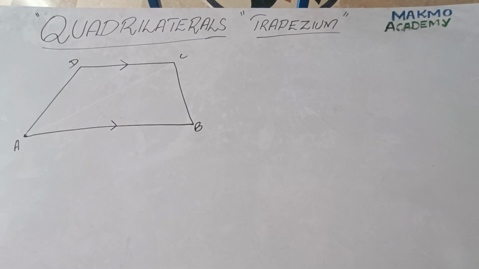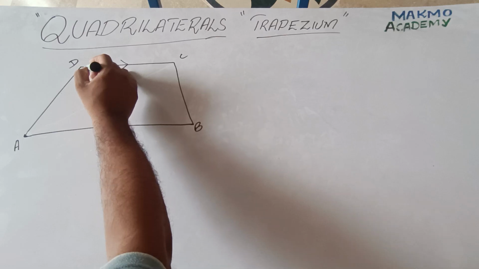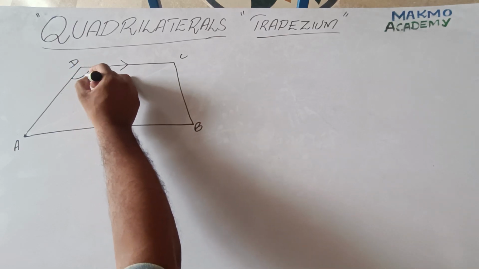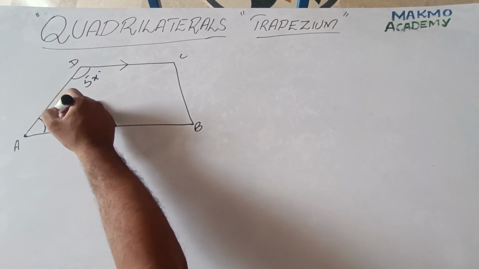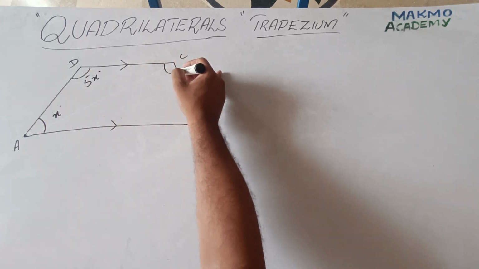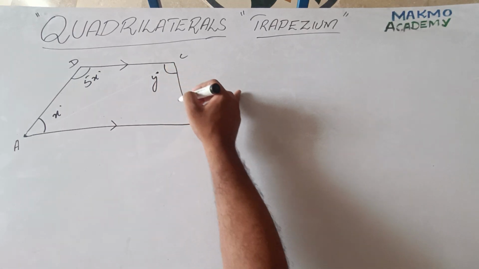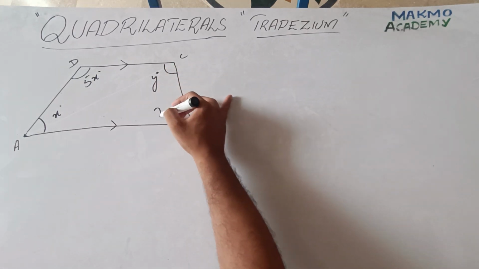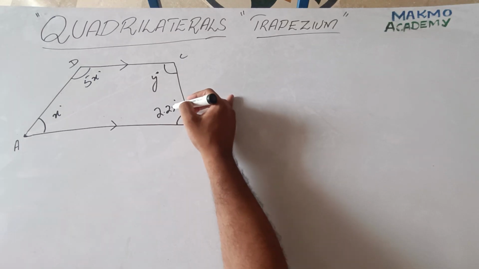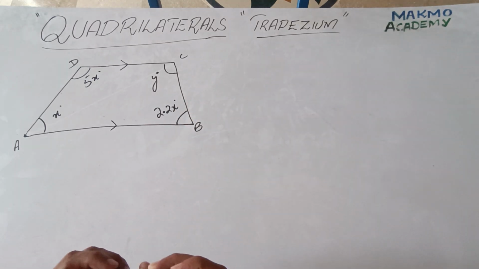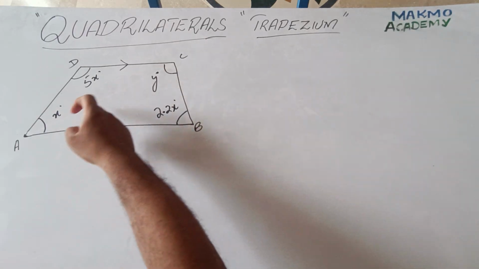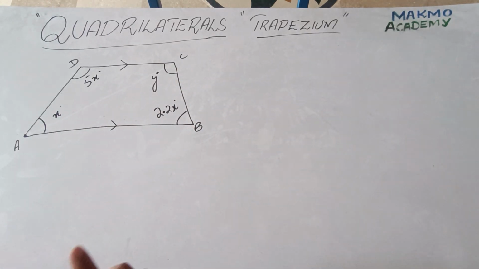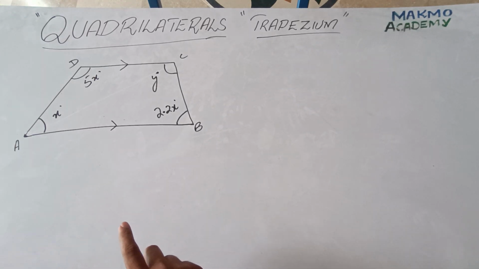So let's start a few questions to understand how to solve the unknown angle in a trapezium. For example, if we have this trapezium and this angle is 5x and this angle is x, and this angle is equal to y, and this angle is equal to 2.2 times of x. So opposite angles are not equal in this. Only one property can be applicable over here, since these two lines are parallel with each other.